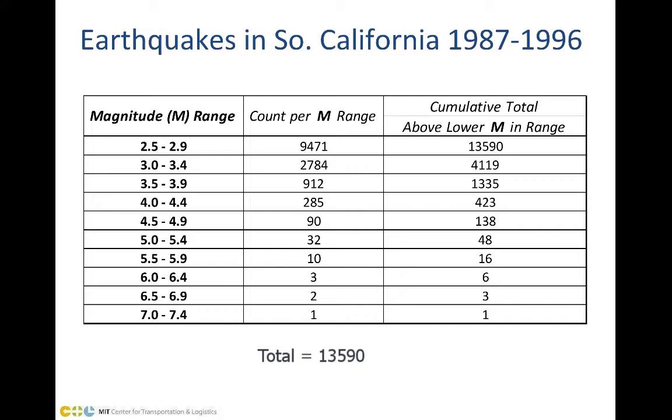This data is different. The source of the data is different. It's just from Southern California, and it's the data from 1987 to 1996 of earthquakes. Again, it is taken from the US Geological Survey. And in this table, we see the magnitude measured along the Richter scale and the count per range. So for example, we had 912 earthquakes between 3.5 and 3.9 on the Richter scale. And we had 9,471 between 2.5 and 2.9. And very few, for example, only 32 between 5 and 5.4.